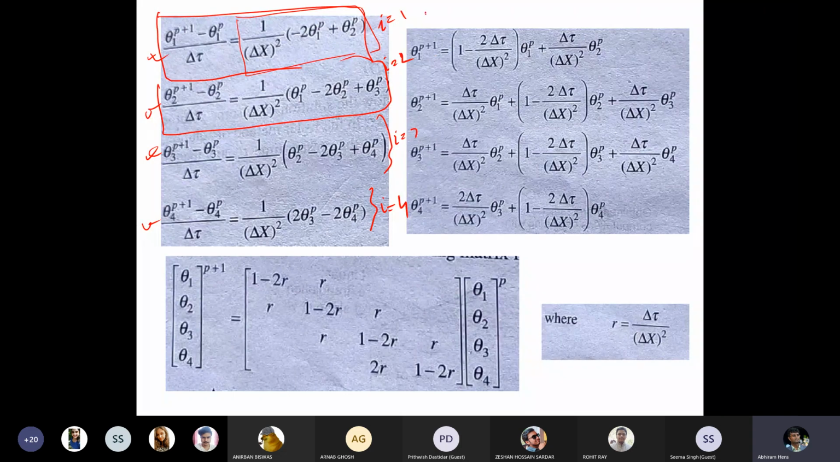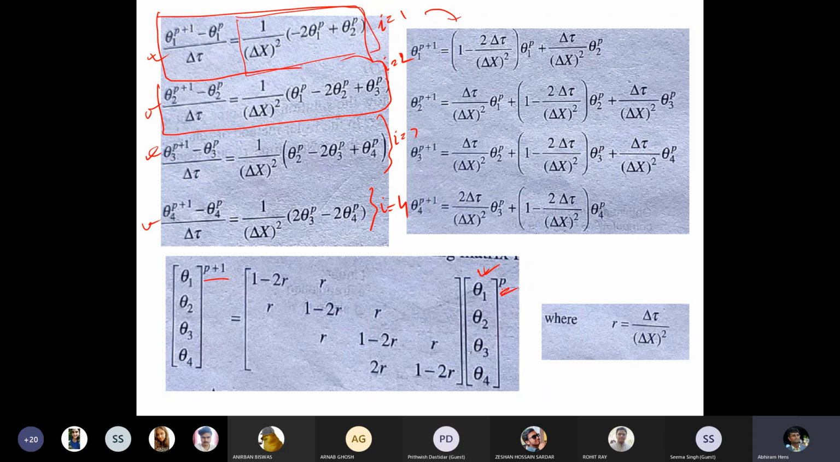Then the equation can be rearranged in this set. Okay, and if you express them in matrix form, it will be like this: theta 1, theta 2, theta 3, theta 4 at the p plus 1th time. So this is the left hand side, and the right hand side you can write in this way, because all of them are associated with theta 1, theta 2, theta 3, theta 4 at the pth time, and we can express r equal to delta tau by delta x square, because that is a very common term. Then you can simply write 1 minus 2r, r. So a tridiagonal matrix is being formed here. Now the advantage here is that these values are known.